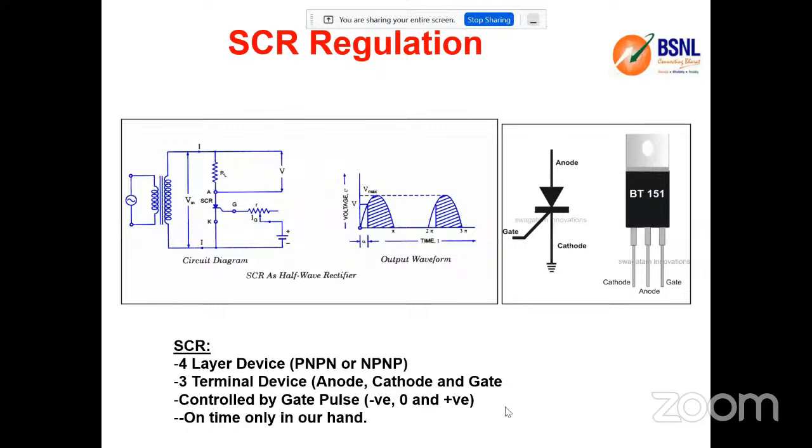So this is one of the regulation methodologies. By changing the time of the gate pulse given to the SCR, I can change the output voltages and current accordingly.